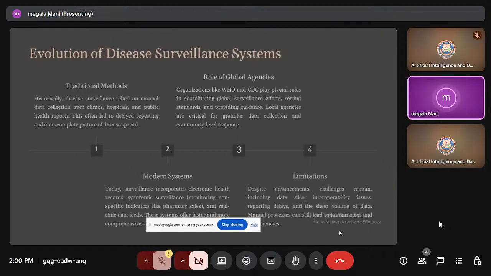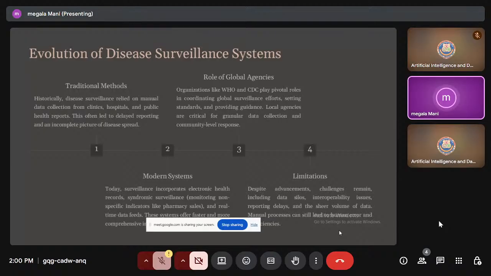Here you can use electronic health records and syndromic surveillance. Nowadays everyone uses a smartwatch, right? Day to day, you can check your heartbeat or BP on a regular basis. You can control your food habits. Suppose you are simply sitting for an hour, then automatically it will give a reminder: just move your body. So these are the cases for the modern system.